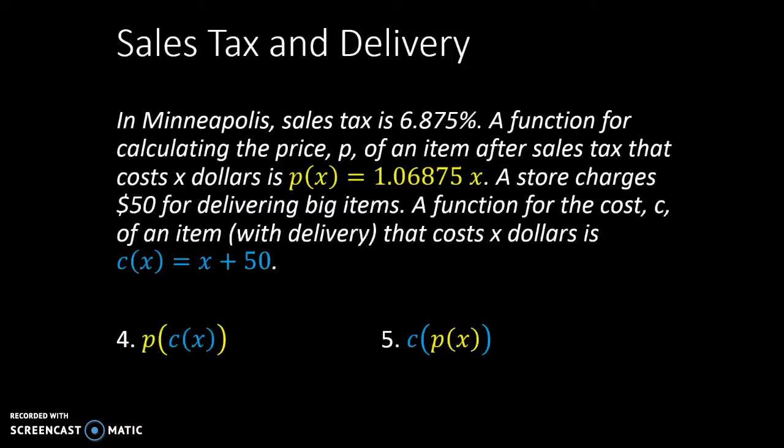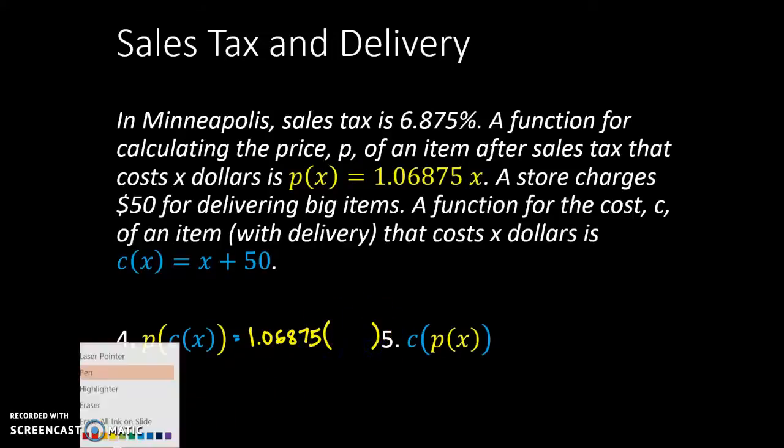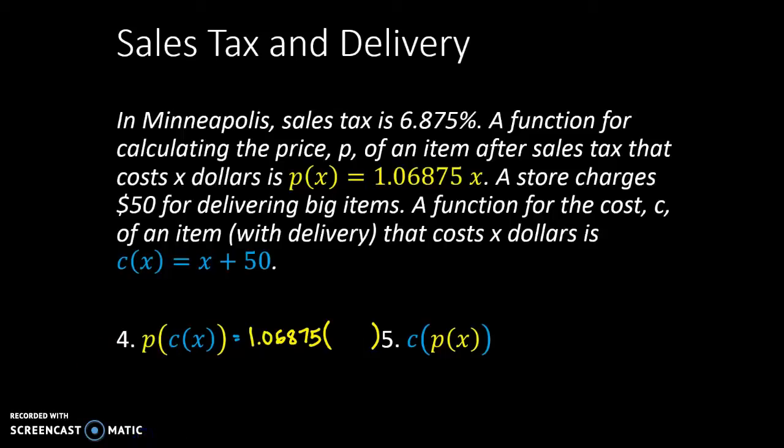Okay. And then we also learned in a previous section how to write an equation if you want to write this as a function. And so this time I think of P as the shell and C as what we're going to put inside the shell. So the P function is 1.06875 times X, and that's the shell, and then we're going to put C into that. So we're going to put X plus 50 into that shell.